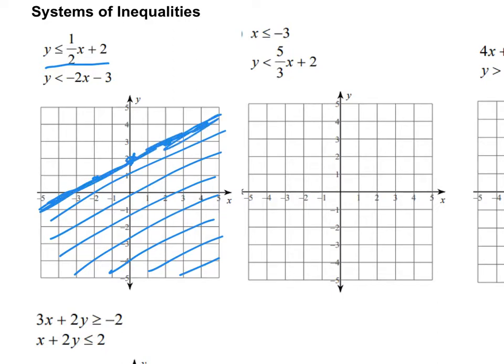Then I graph my other line. I'm going to do that in a different color. So begin with b for this one is -3. Move with m, which would be down 2, right 1. I'm going to do a couple other points. It does not have an equal to, so I'm going to connect these with a dashed line.